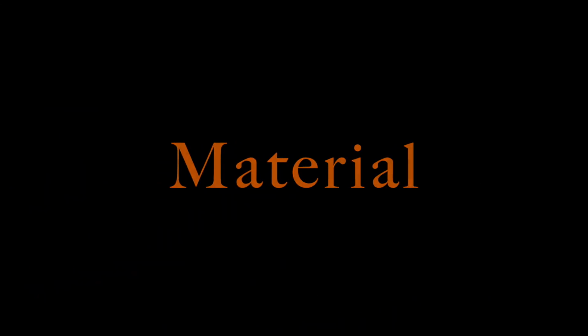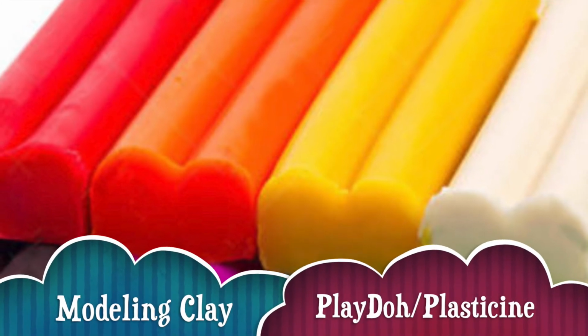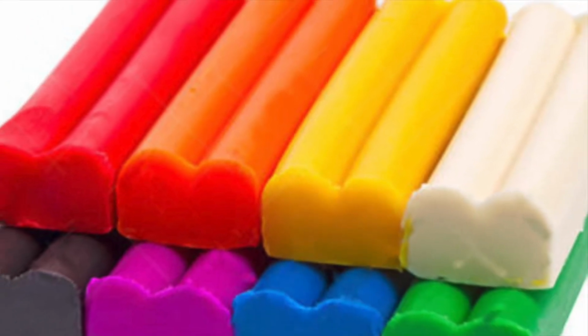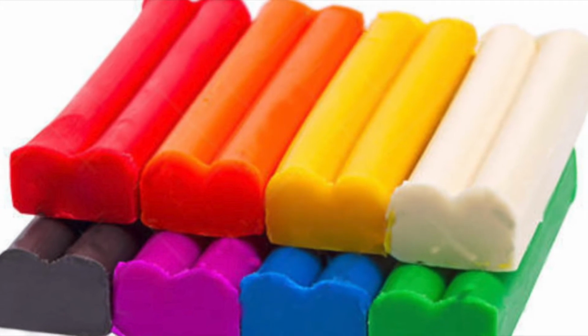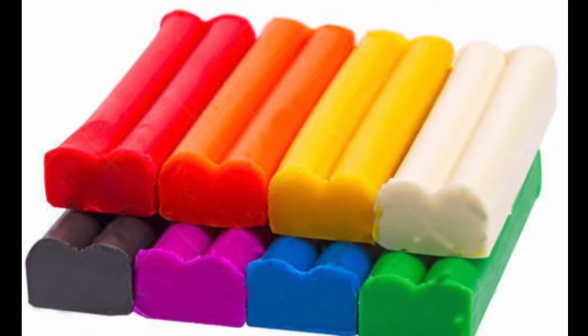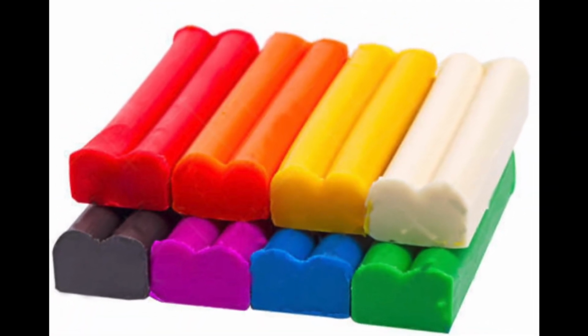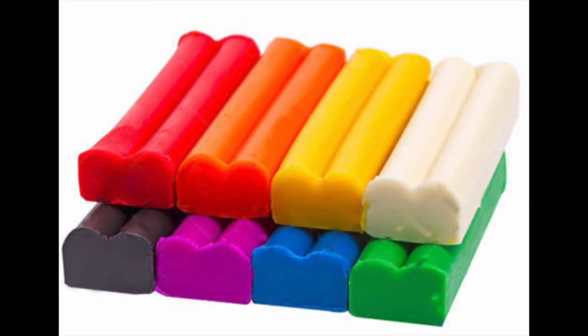So let's discuss the materials that you will need for your stop motion animation. So one material you can use is modeling clay or plasticine or Play-Doh. With this material you can mold and shape your figures any which way you want to mold it.